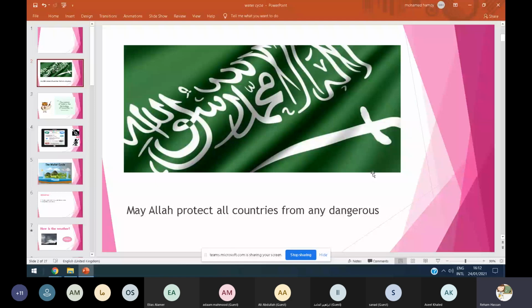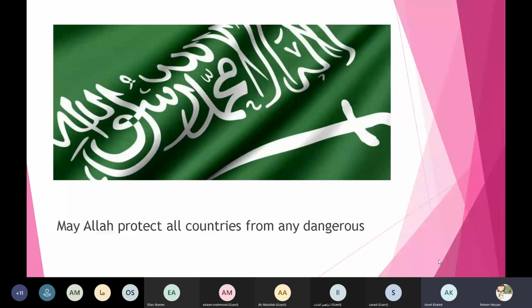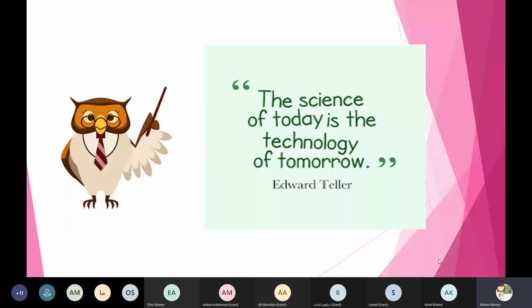Why do you study science, grade 1? Because the science of today is the technology of tomorrow. Amazing, thanks a lot, grade 1. Yes, because the science of today is the technology of tomorrow.